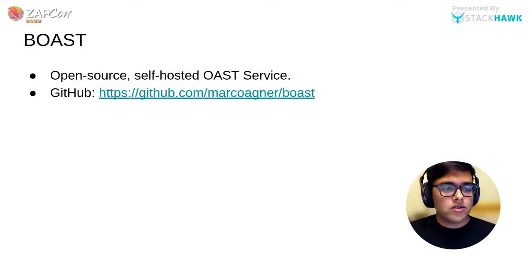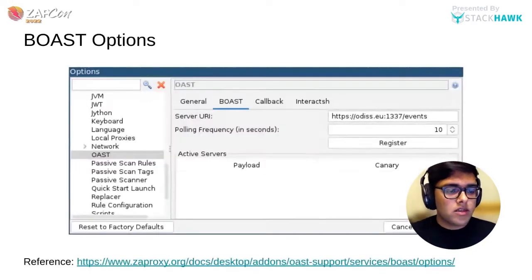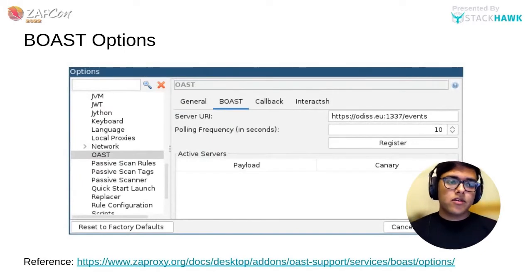Boast is another open source service. It's also on GitHub. Unfortunately, it does not have a public instance right now. There used to be one, but it's offline for now. The configuration options for Boast are also pretty similar to Interact SH. So there's the server URI, and there's an option for setting the polling frequency.